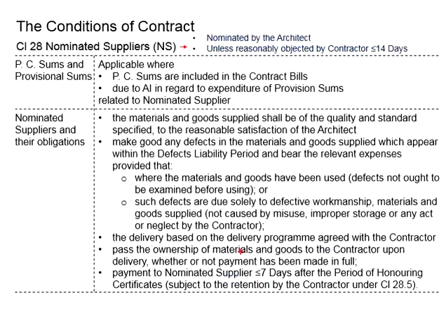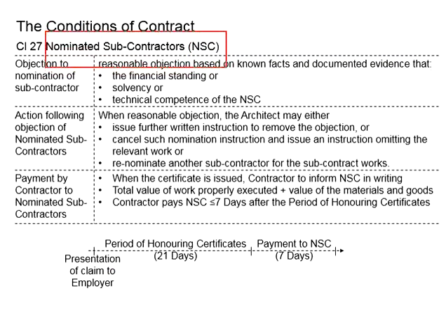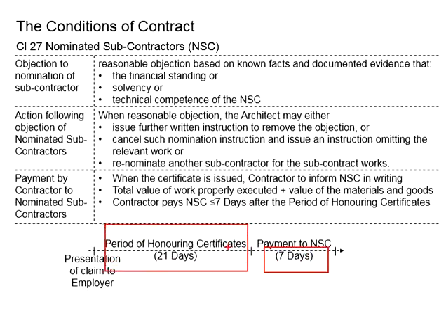This clause is similar to those under clause 27 related to the nominated subcontractor, where payment should be made to the nominated supplier within 7 days after the period of honouring certificate. The contractor will need to wait for a maximum of 21 days to have the claim paid by the employer, and then within the next 7 days, the contractor will need to pay the nominated supplier.